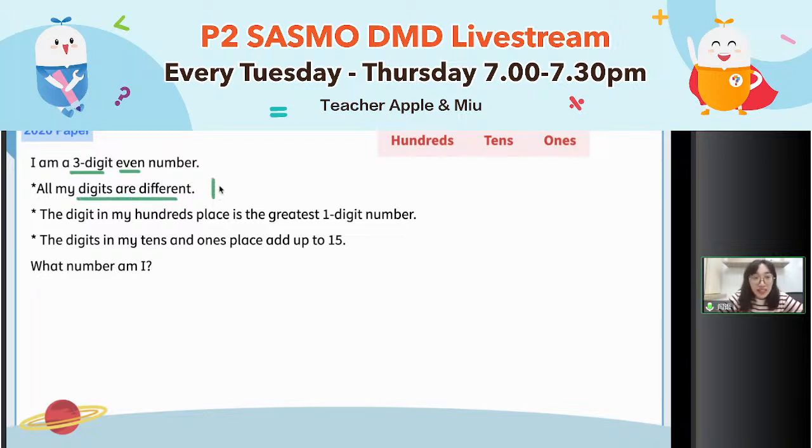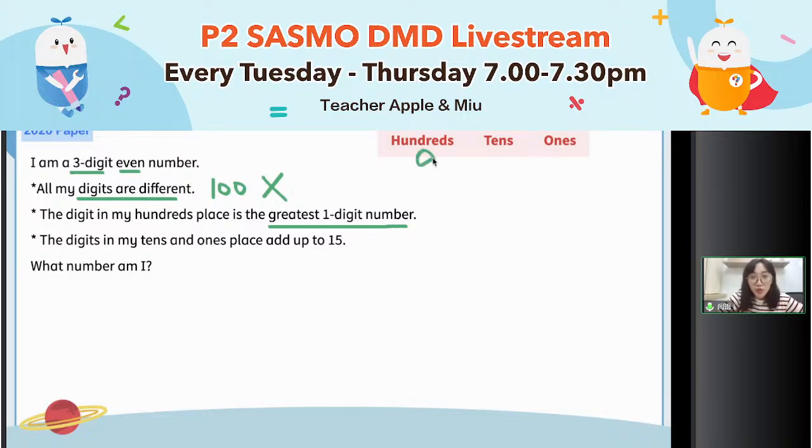So can it be something like 100? Yes or no? Cannot, okay? Cannot use 0 twice. All my digits are different. And then the digit in my hundreds place is the greatest 1-digit number. Just now teacher Apple already asked you, what is the greatest 1-digit number? Yes, it should be 9, okay?